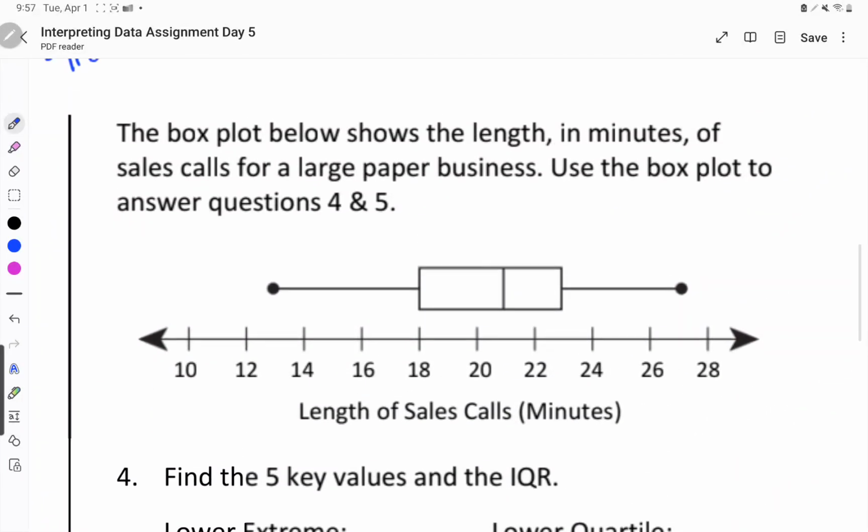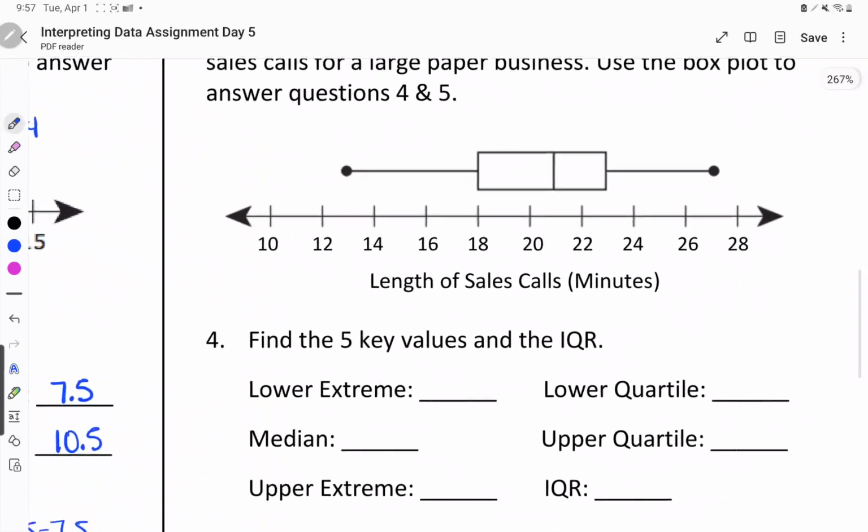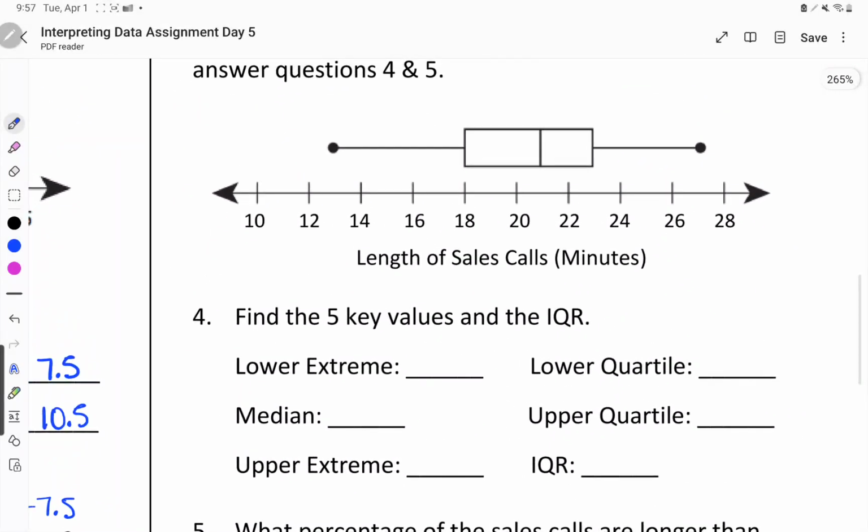Okay, this one right here, it says find the 5 key values in the interquartile range. So what is the lower extreme? Remember, low extreme is another word for minimum. And my minimum is located right here, which is halfway between 12 and 14. So that makes my lower extreme 13. Then we have our median, and what is our median? Our median is located right here, which is halfway between 20 and 22, so that makes my median 21.